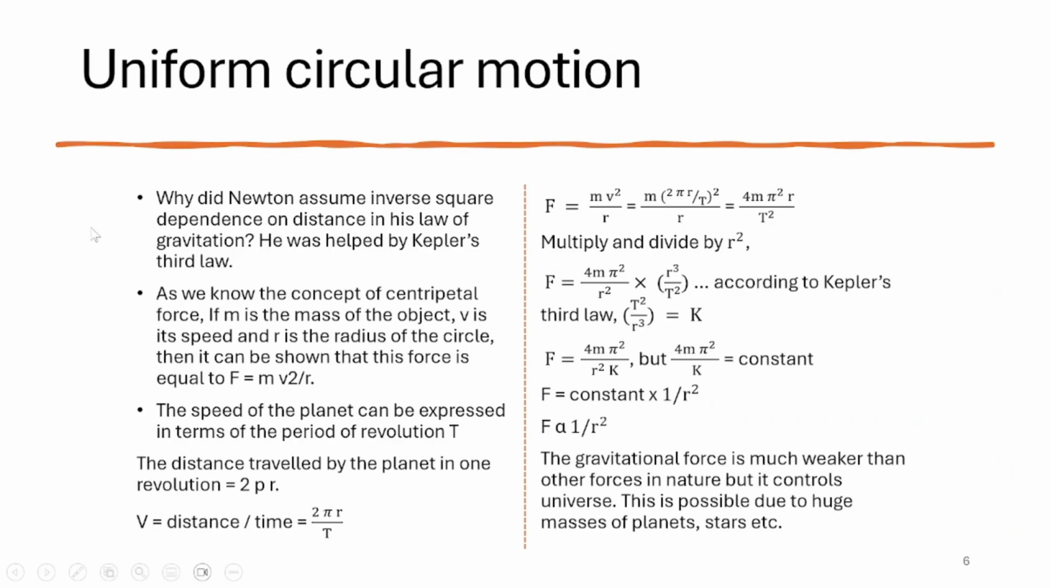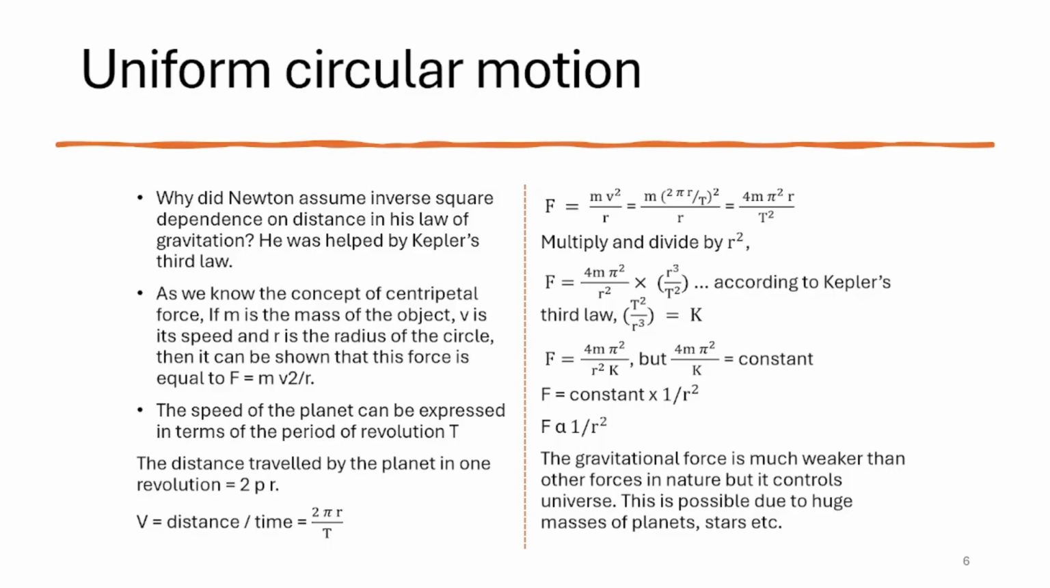Okay, continuing from that, as seen in the formula, why did Newton assume the inverse of the square of distance in his law? Basically, he was helped by Kepler's third law here. And as we know the concept of centripetal force, m is the mass of the object, v is the speed, r is the radius. So we can show the centripetal force as F is equal to mv square by r.